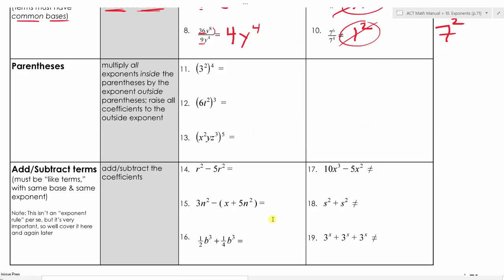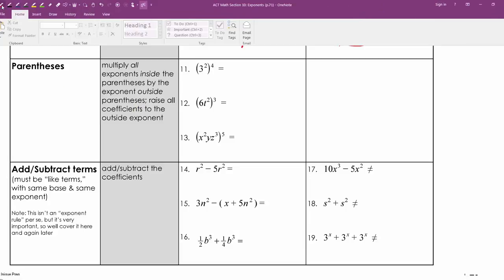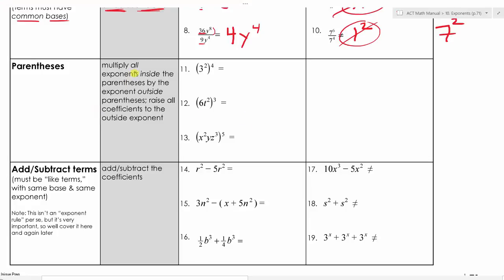So that is division. Now, in terms of dealing with parentheses in exponent questions, the rule that you need to know is that you have to multiply every exponent that is inside the parentheses by the outside exponent. So again, if you see an exponent inside and an exponent outside, those two numbers are being multiplied.